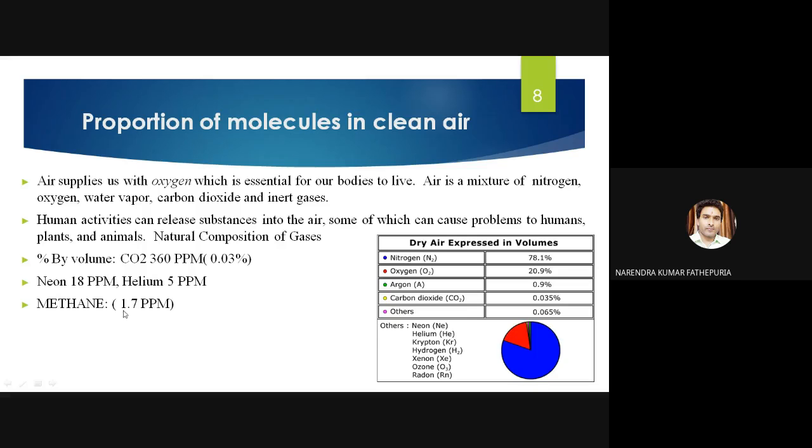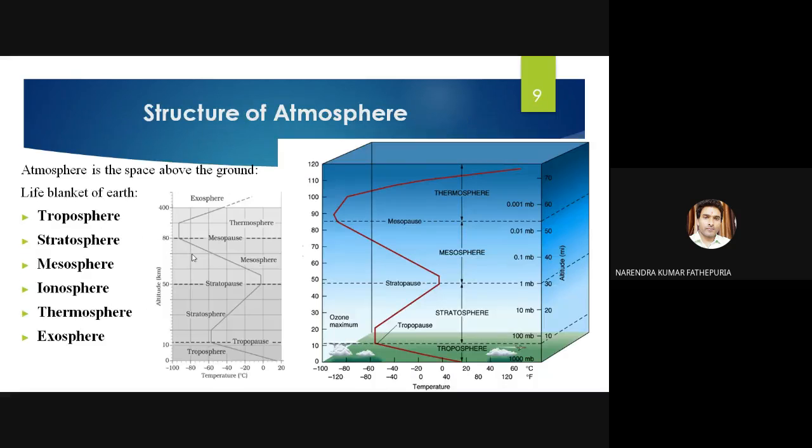We have now explained the natural composition of gases. We'll go for the control and measurement techniques, then we'll talk in detail. This is the structure of the atmosphere. This is our atmosphere, above the earth. So the atmosphere is the space above the ground, and this is the life blanket of the earth.